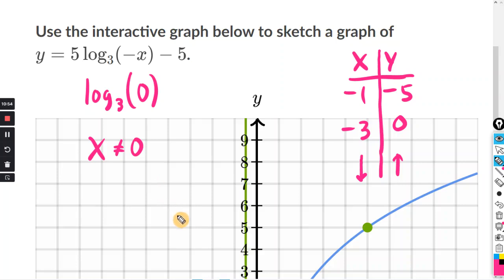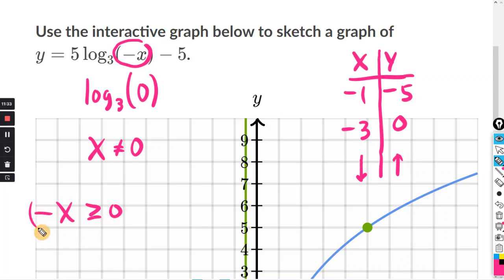We said you can go more and more negative, but if you went into positive numbers, this would be a negative. If x were positive, this would be a negative, and you can't take the log of a negative either. So x cannot be 0, and it can't be positive either, because it would be the log of a negative. I think the simplest way to do this, since we're taking the log of negative x, is to say negative x must be greater than 0.